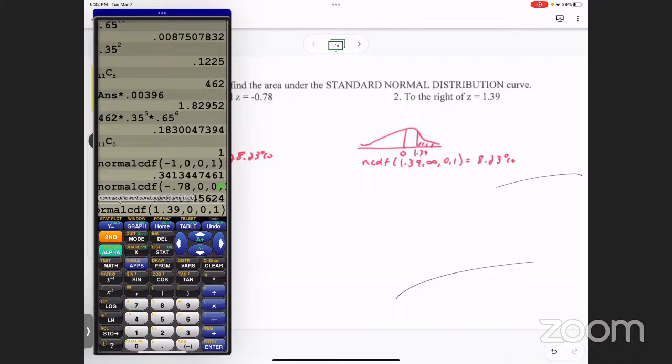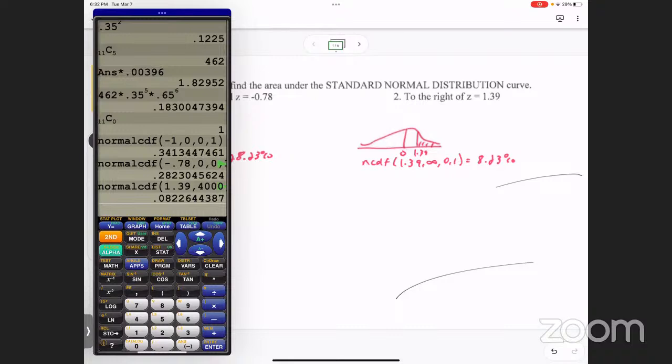Oh, you don't have 4 digits in yours? Okay, yours might be different. I'm not sure how you type in infinity. I'm not sure if you can just type in a big number to represent infinity. Let's see if that works. 0, comma, 1. Yeah, that worked. So if you can't find infinity, just type in like 1,000 or something. Okay. Yeah, that should work.